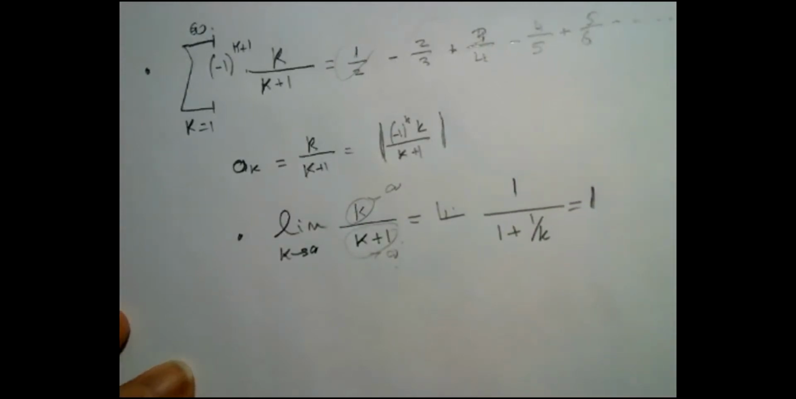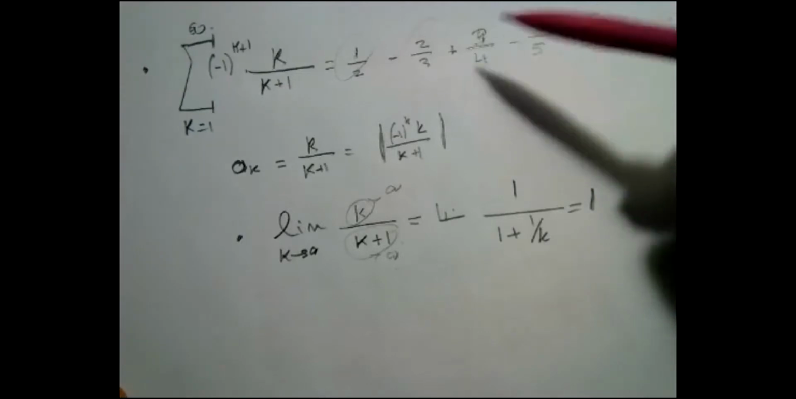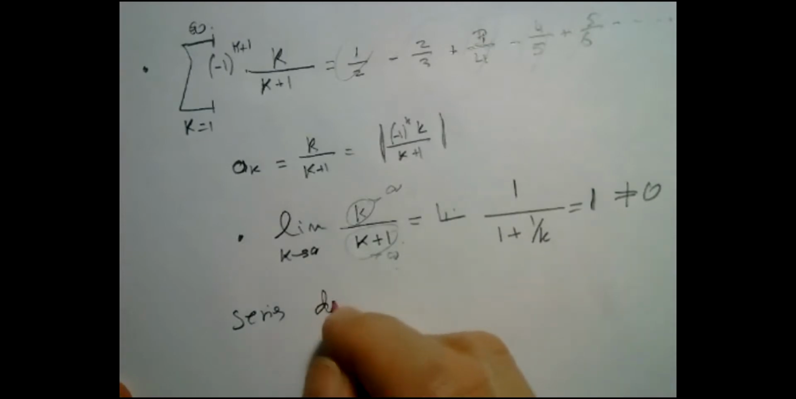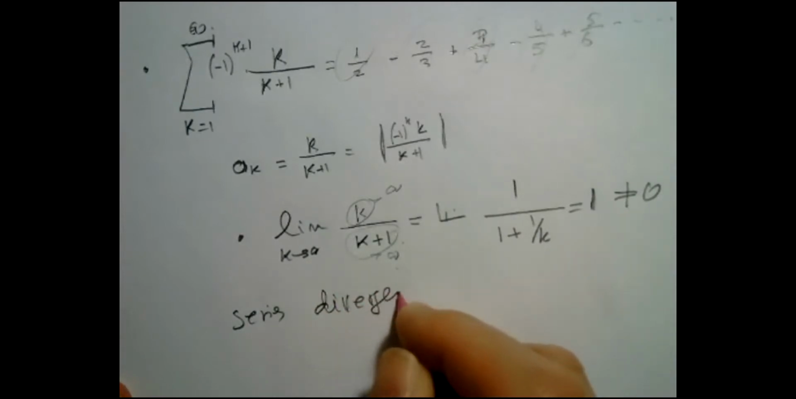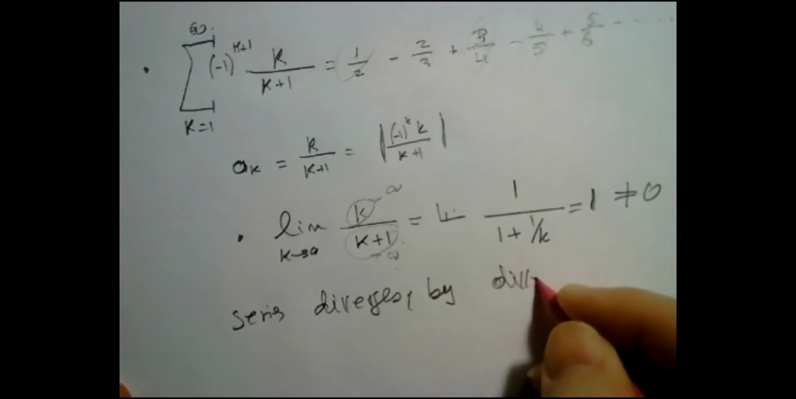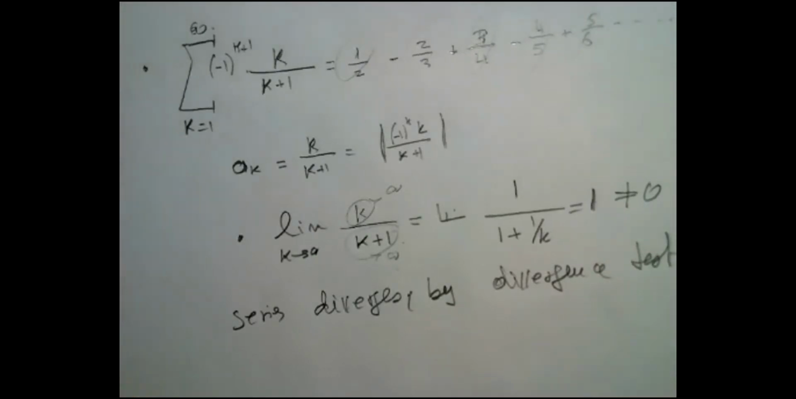So what can we say about the series now? Is it going to converge or diverge? Absolutely, that's a divergent series. The limit is not 0, so I'm done. The series diverges by the divergence test. Okay, so we always have to watch for those.